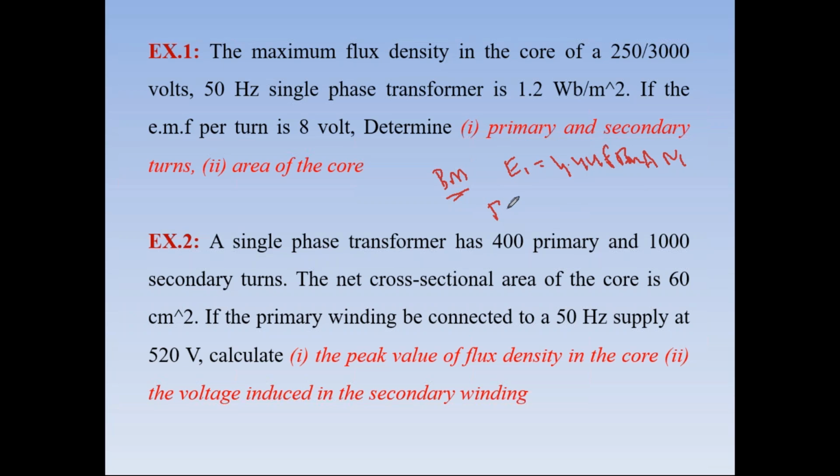Now Bm is equal to, what is the E1 value here? 520, because supply voltage equals induced EMF, divided by 4.44 into 50 into area of the core 60 into 10 power minus 4, and number of turns in primary is 400. Then find the maximum flux density.